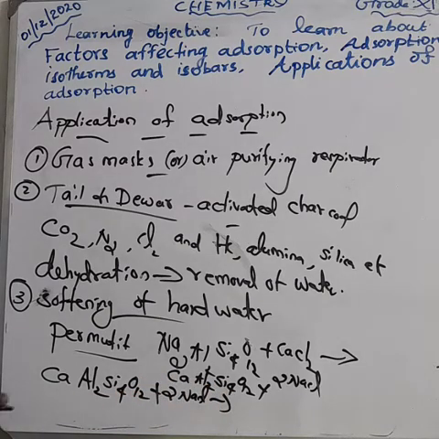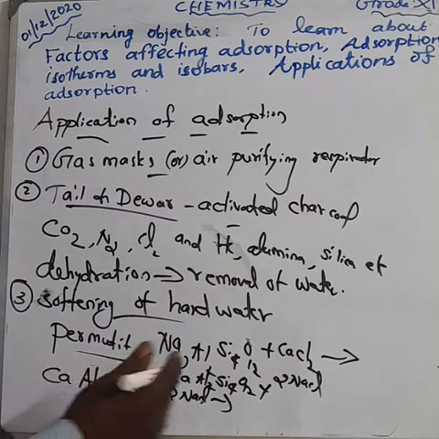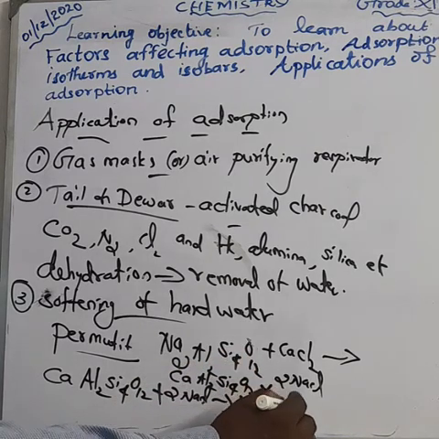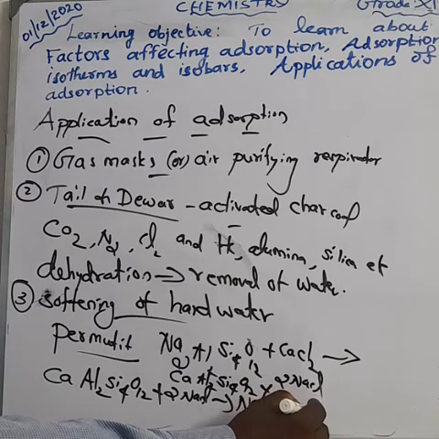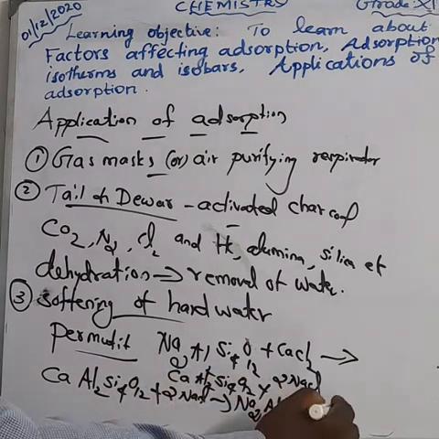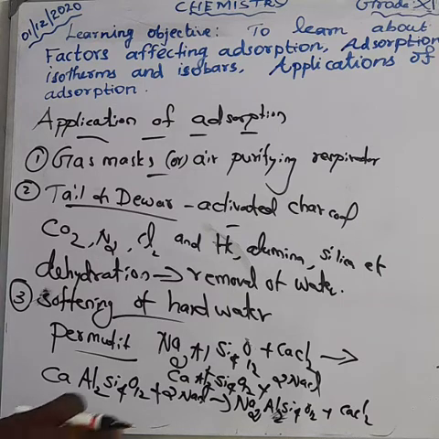What is the reaction? Calcium combines with chlorine to form calcium chloride, and Na will be attached there. The product is Na2Al2Si4O12 plus CaCl2. The exhausted permutit is regenerated by adding a solution of sodium chloride. This is the third application.